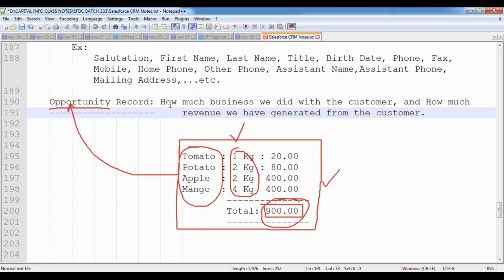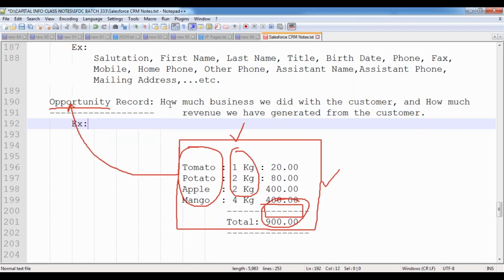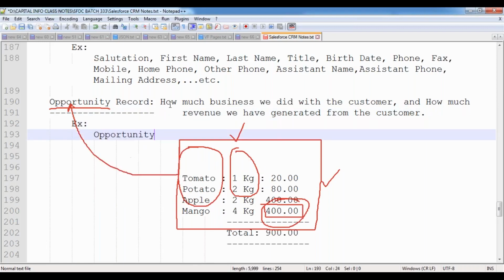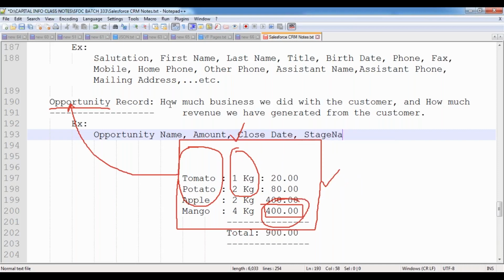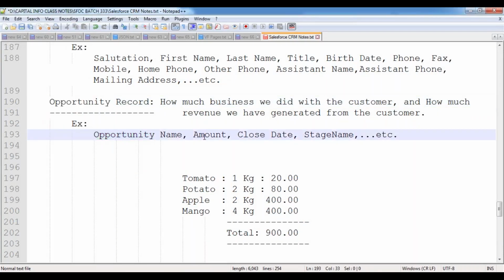So in this case, as part of this opportunity record, it contains details like the opportunity name, and then the amount, how much amount has been generated over here. And then the close date, on what date they have generated that revenue. And the stage name, what is the current stage, like that. Here the whole information is available. So opportunity is purely dealing with how much business we did with the customer, how much revenue we have generated from the customer. This whole information is available inside your opportunity record.